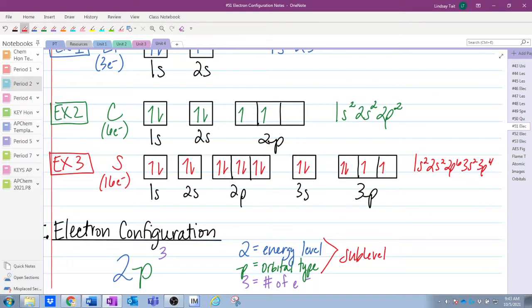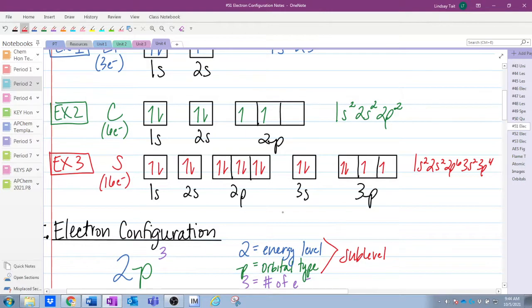Now, you're not always going to have the orbital diagram first. Most of the time they just say, hey, write the electron configuration for an element, and you don't have boxes or anything. So how are you going to do that? We're going to use the periodic table to help us.